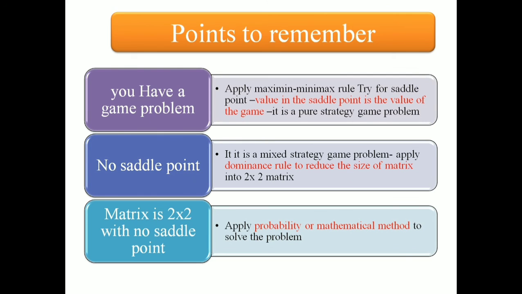You can use the principle of dominance to reduce the size of the matrix. If the matrix is 2 into 2 and there is no saddle point, you can apply the mathematical or probability method to solve the game: highest value minus lowest value, position change, division by total. Then you have to prepare the table of payoff, probability and the value of the game. Then you find the final value of your game situation.